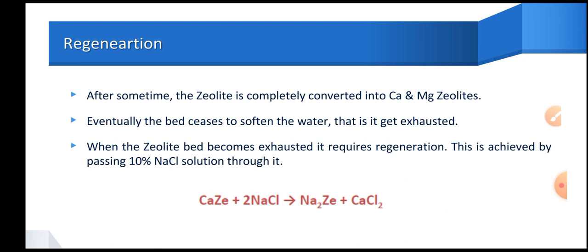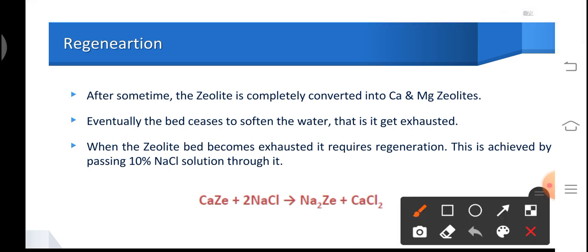But what happens? After some time, the zeolite is completely converted into calcium and magnesium zeolite. After this, the zeolite bed becomes exhausted and eventually ceases to soften the water. Such a condition is known as the exhausted condition. At this stage, the supply of hard water is stopped and the exhausted zeolite is reclaimed by treating the bed with concentrated sodium chloride, commonly known as a brine solution.